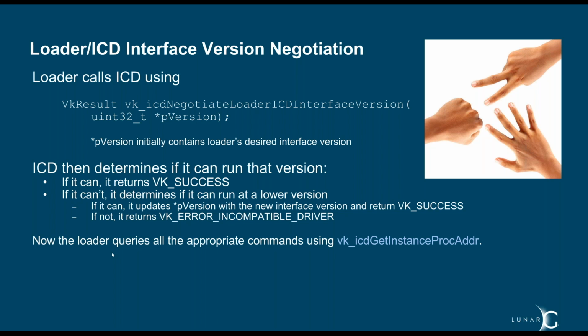If the driver looks at that version and says, I can't support that, but I can support this older version, then the driver will change what's in that version field and return success. If the driver says, I can't support that version and I can't support an older version, it'll just return that you've got an incompatible driver. So this allows us to use a new loader with an older driver if there's a need. You can often use a newer driver with an older loader, but there isn't a guarantee that you can do it because the driver may not support the older interface versions.